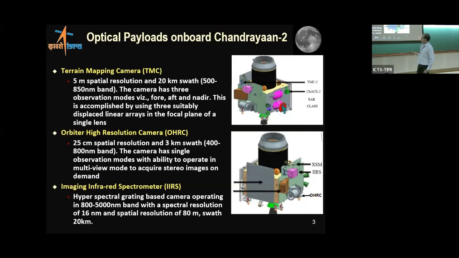Then another one is the infrared imaging spectrometer. That is a hyperspectral camera. This is a grating based hyperspectral camera having 16 nanometer spectral resolution, a spatial resolution of 80 meters, and 250 bands, with a swath of 20 kilometers.